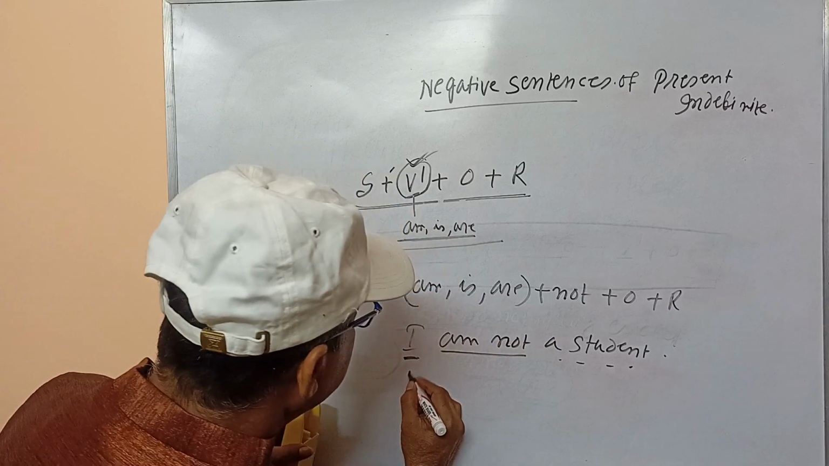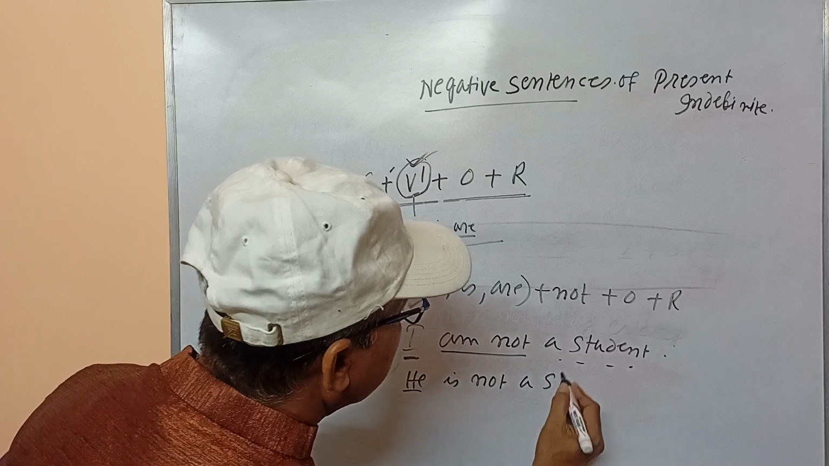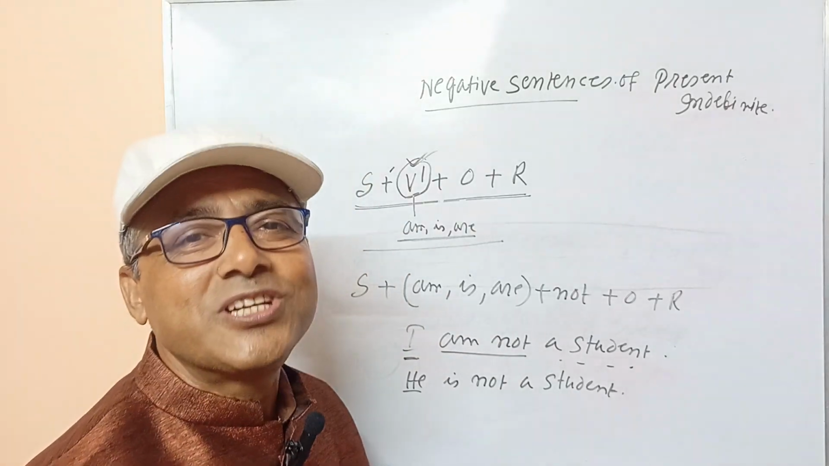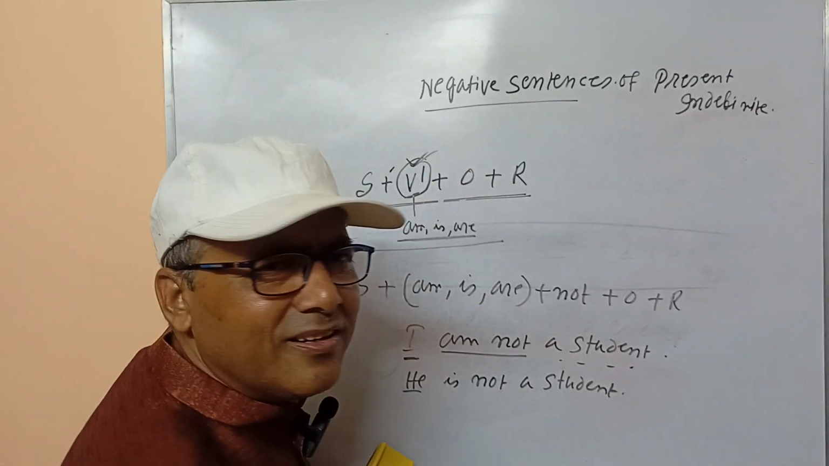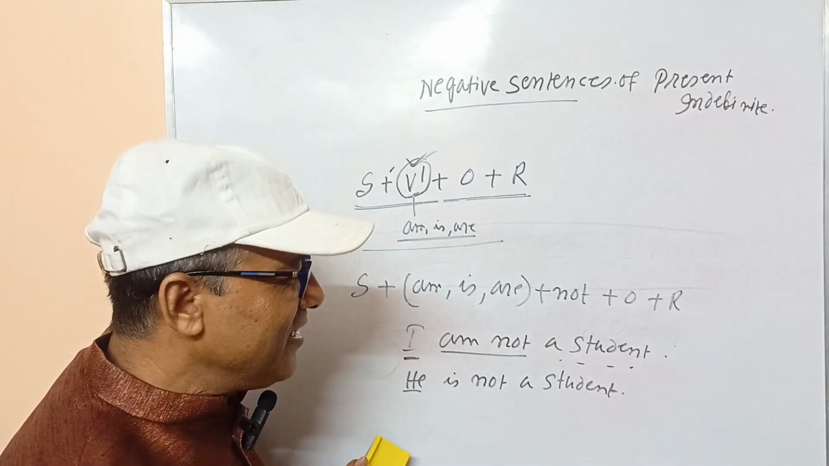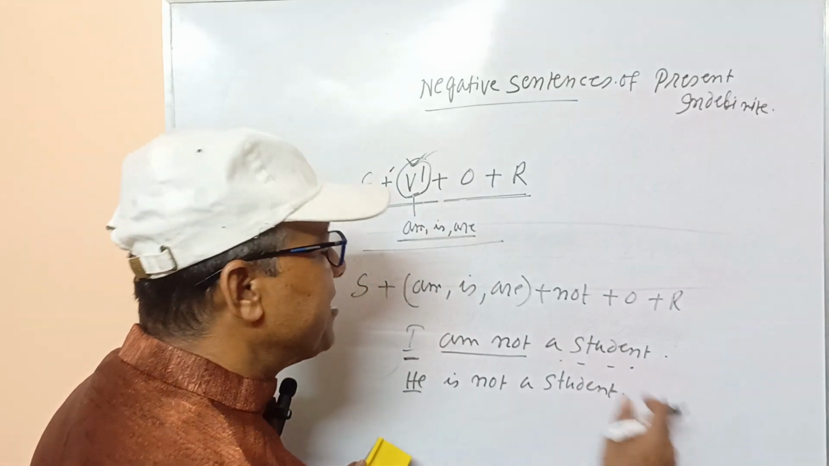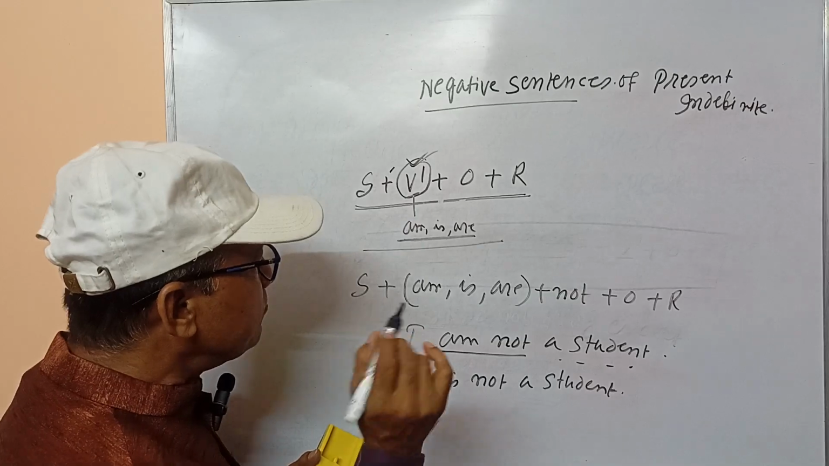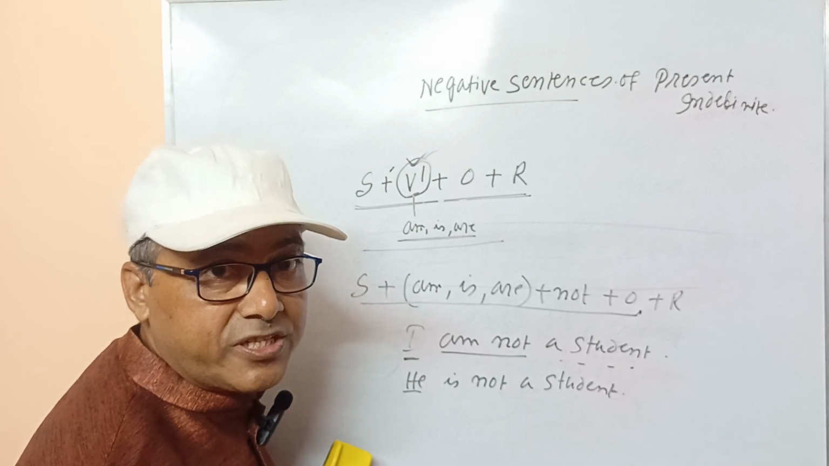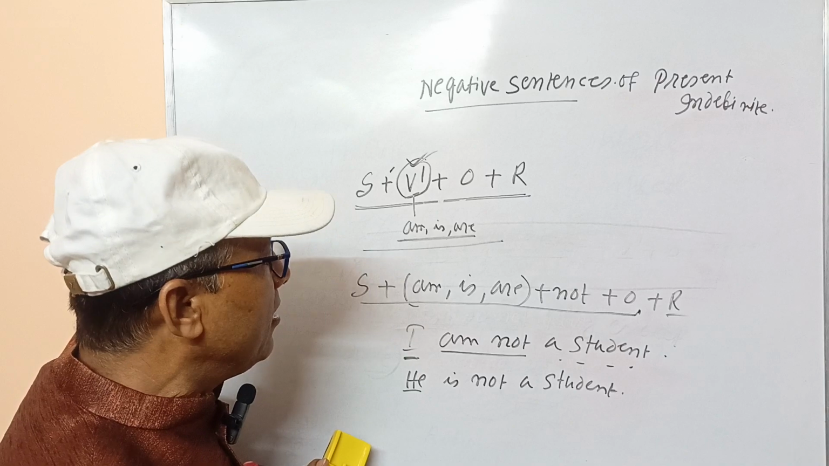And with is, say he, third person singular number: He is not a student. He is not a doctor. He is not a teacher. Now you can increase if you wish. He is not a student of our college, right? In this way, you can increase. But remember, you have to follow this formula up to the object serially if you get an object, and then you can alter the remaining.